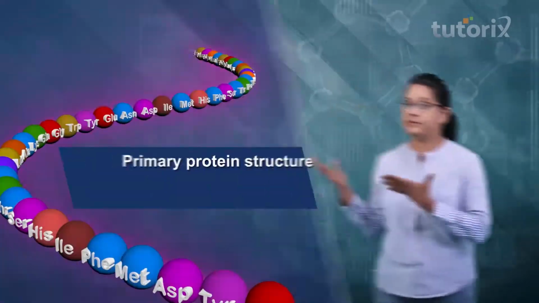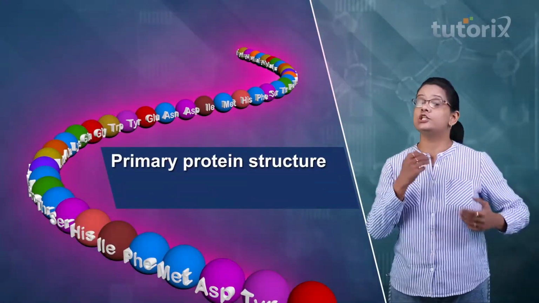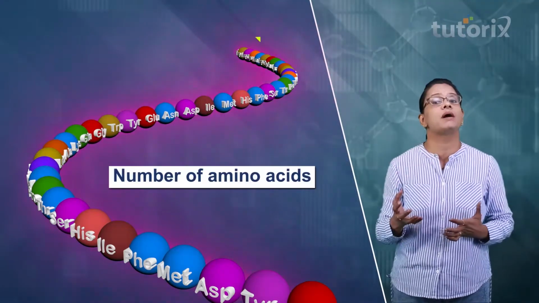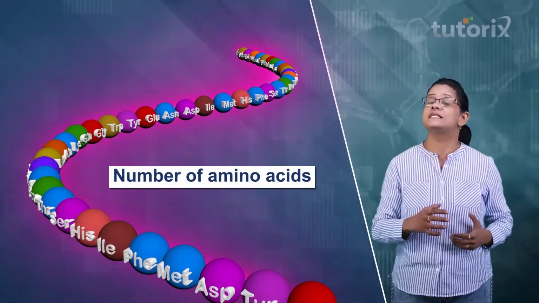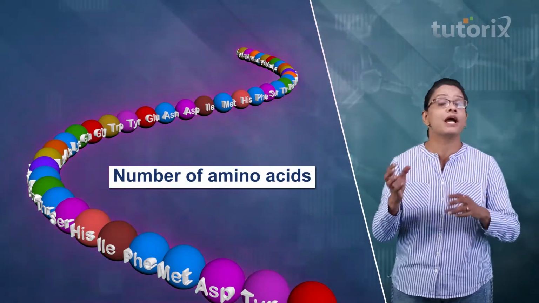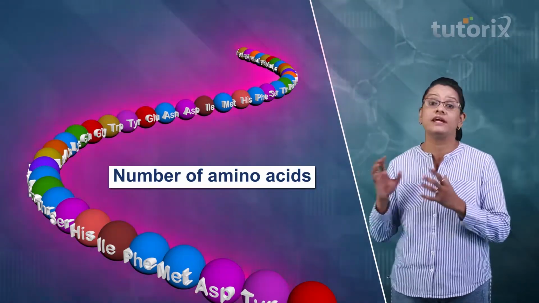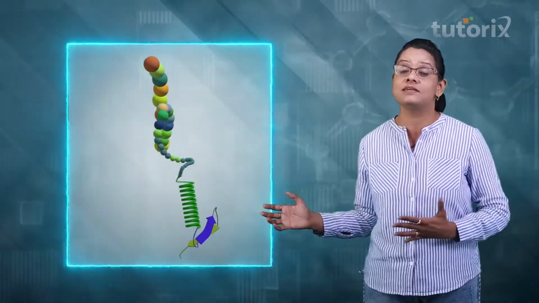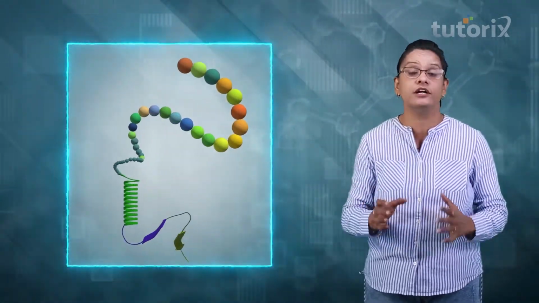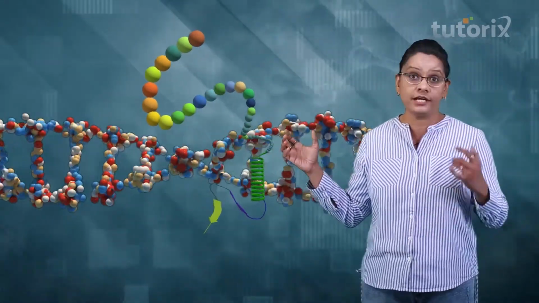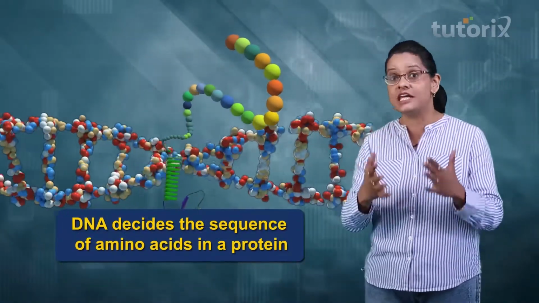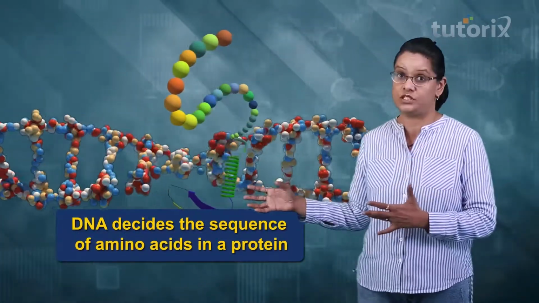Friends, the primary protein structure actually tells us about the sequence of amino acids and also number of amino acids in a chain. So this basically explains to us which amino acid is present where in the primary structure. Friends, this sequence of amino acids is actually coded by the sequence of nucleotides in the DNA or the genetic material. So it is the DNA which basically decides the sequence of amino acids in a protein.